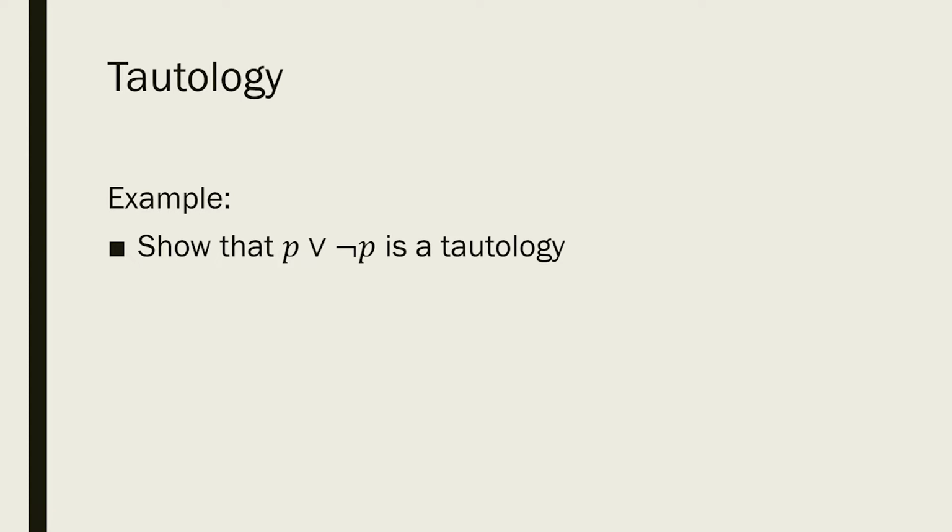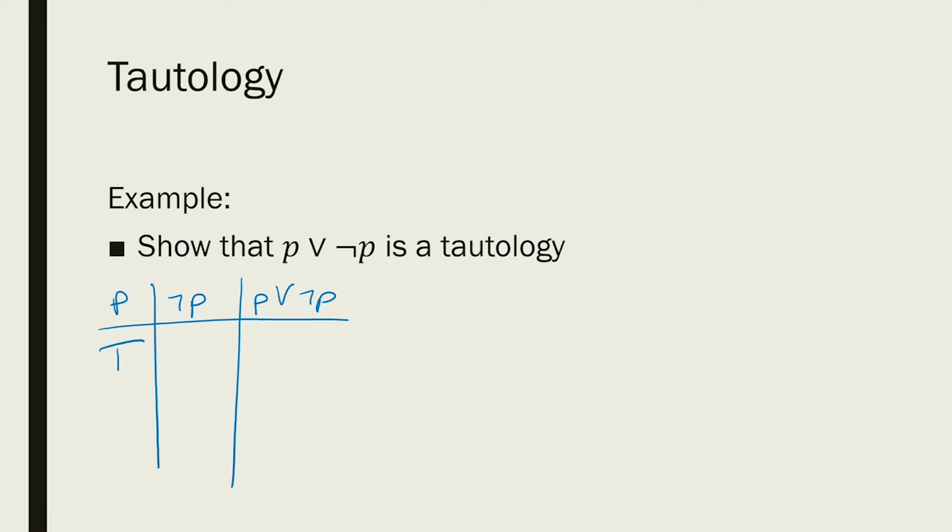Let's look at a mathematical example. We ask you to show that P or not P is a tautology. So for this, we're going to construct a truth table. We'll need to look at the value of P, the value of not P, and the value of the disjunction P or not P.